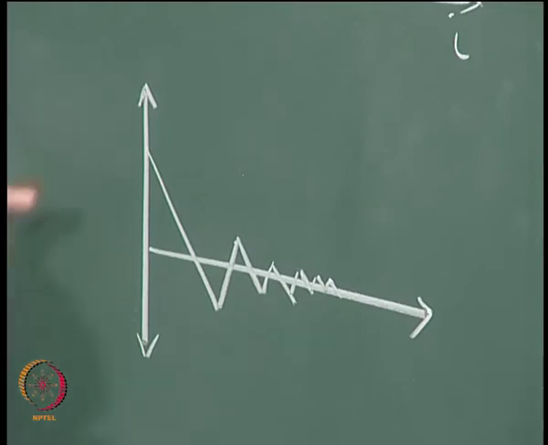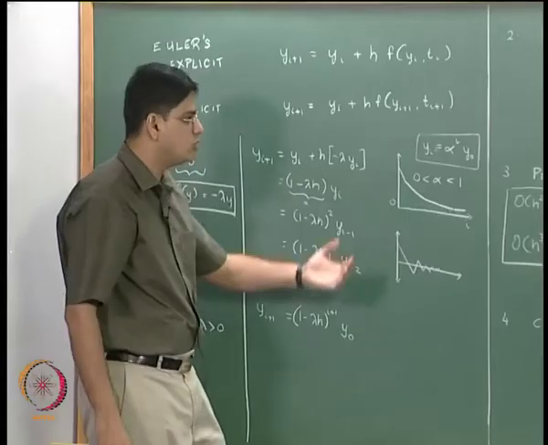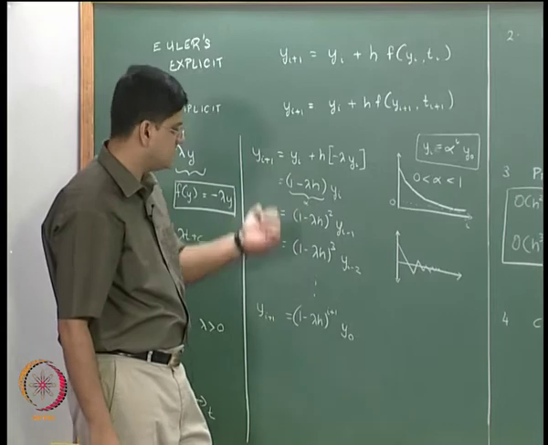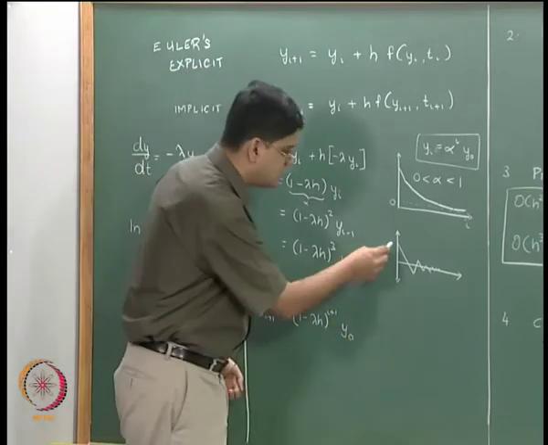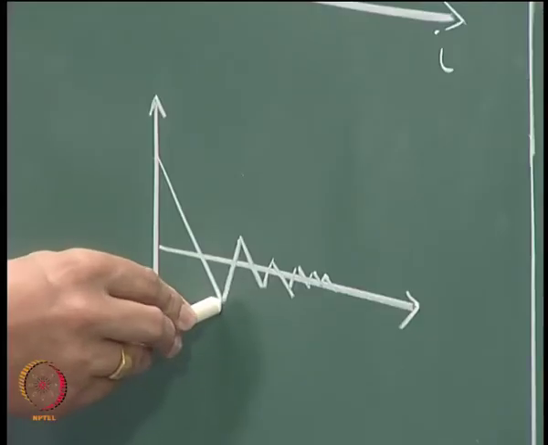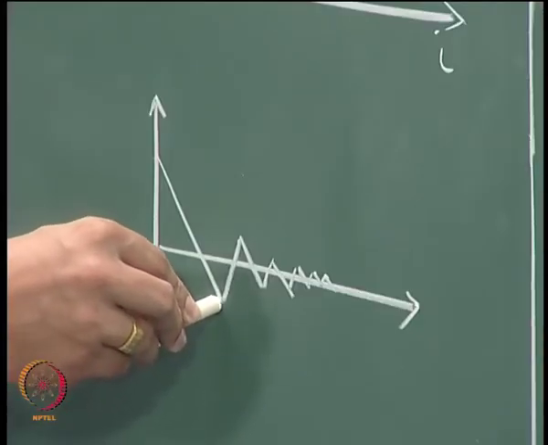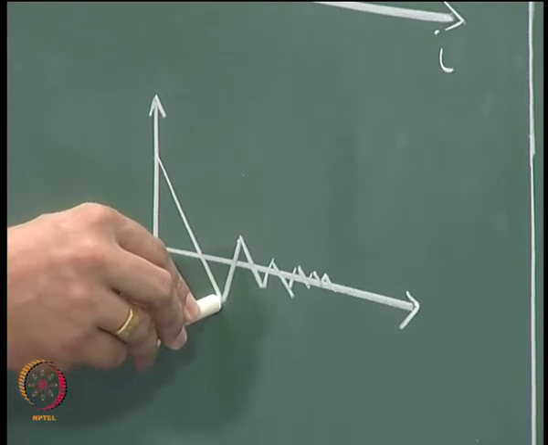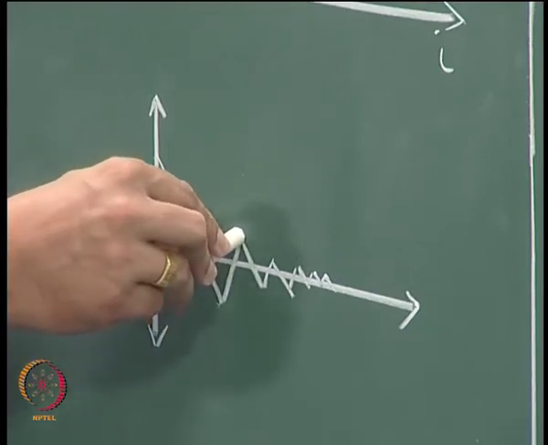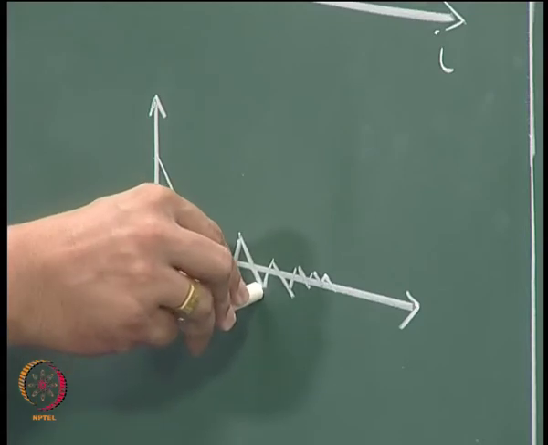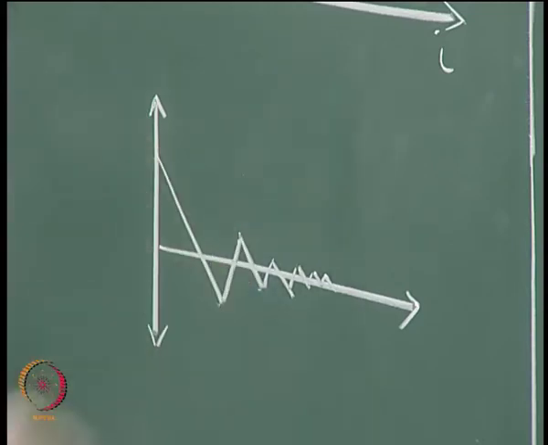if, let us say, alpha was equal to minus half, what we will get is y1 equal to minus half multiplied by y0. So y0 starts at 1, this becomes minus 0.5. Next, y2 is minus half multiplied by y1, and y1 is minus 0.5. So y2 becomes plus 0.25, y3 becomes minus 0.125, y4 becomes plus 0.0625, and so on and so forth.